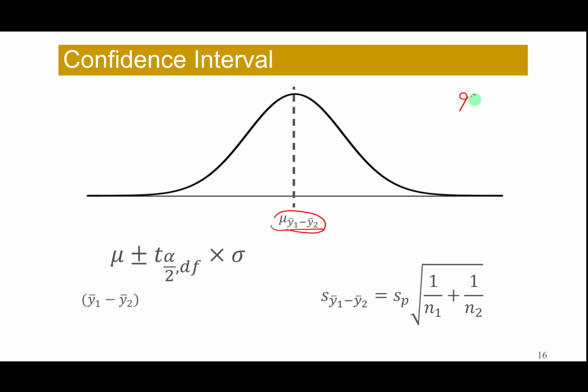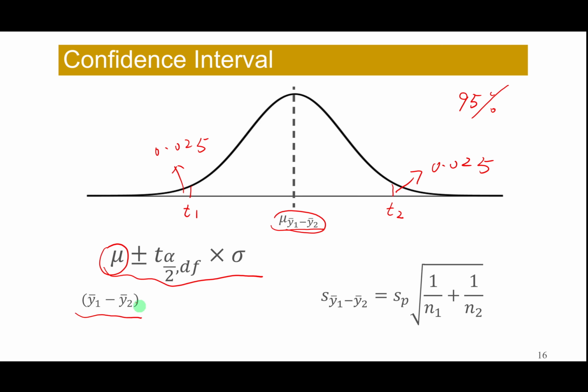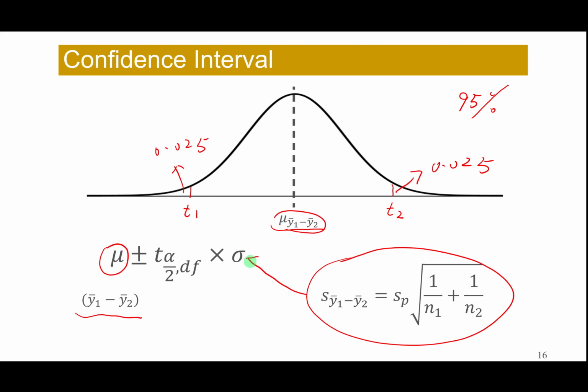If we want to find the 95% confidence interval of this mu value, we will need to find the critical t values T1 and T2, with the area of these being 0.025 and here 0.025. The general equation for calculating the confidence interval for a t distribution is this. Here we don't know the mu, but we use the sample average y bar 1 minus y bar 2 as a good estimate. Also, we don't know the standard deviation of this distribution, but we can use the sample standard deviation we have introduced before as a good estimate for sigma.